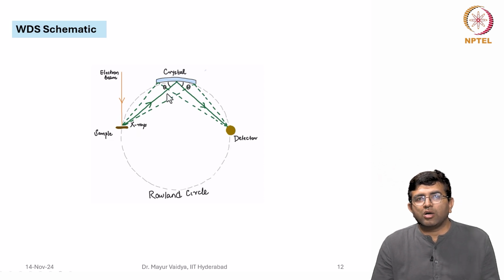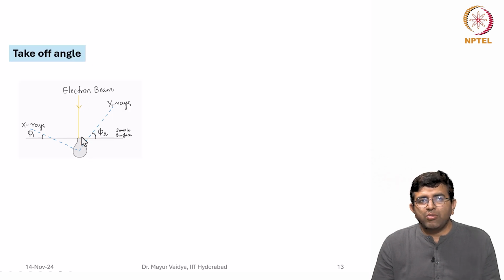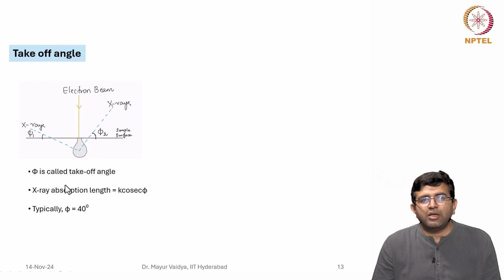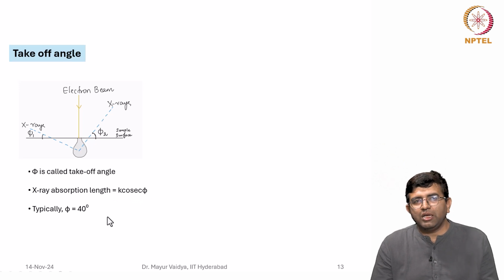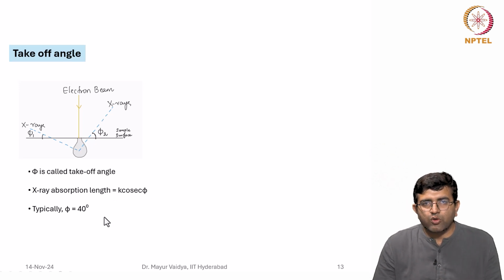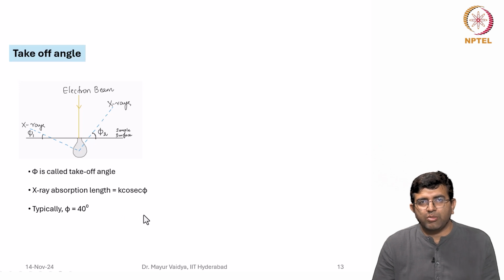So this is how the X-rays are detected, and the geometry is maintained such that the sample, the detector and the crystal follow the circumference of a circle, which is known as the Rowland circle. When the electron beam impinges on the sample, the X-rays are emitted at a particular angle, and the angle that it makes with the surface is known as the takeoff angle. The length of X-ray absorption is k times cosec phi, and typically phi is about 40 degrees in EPMA detection.